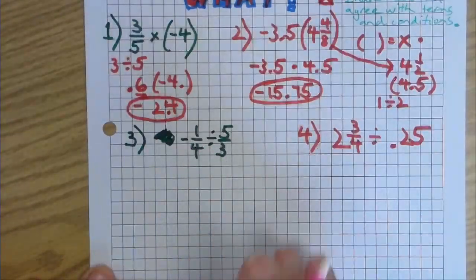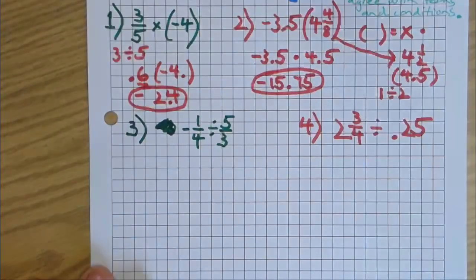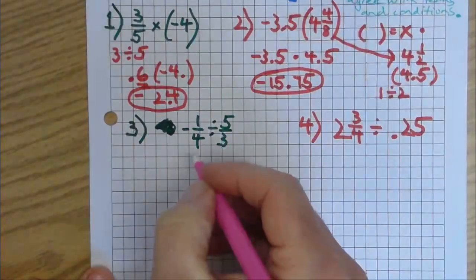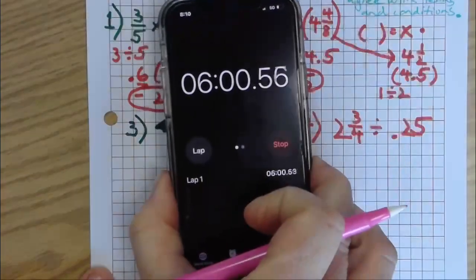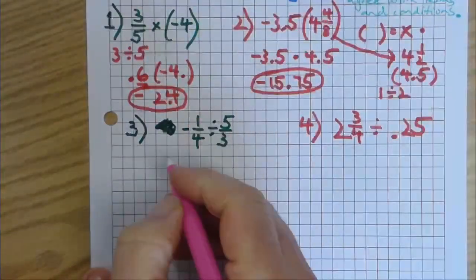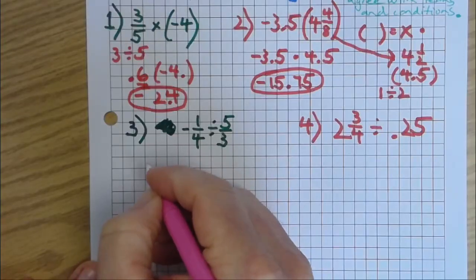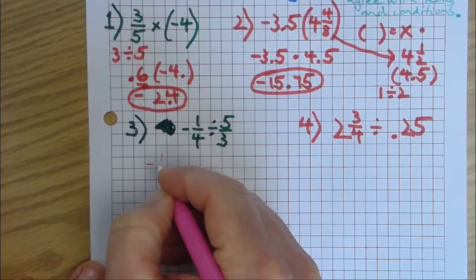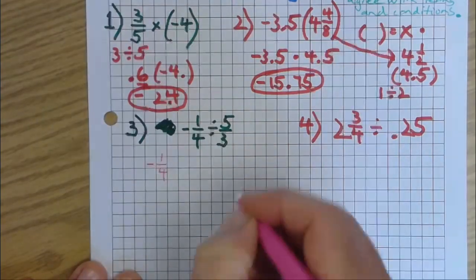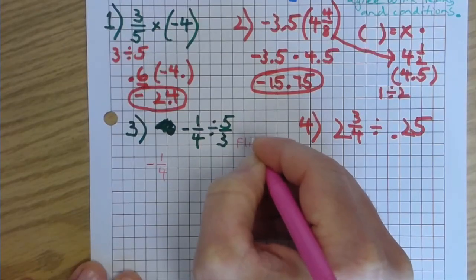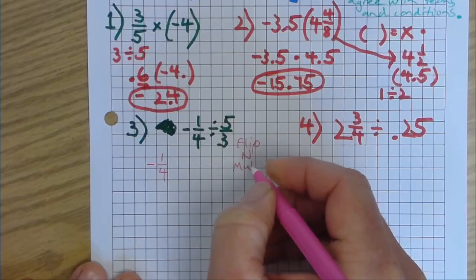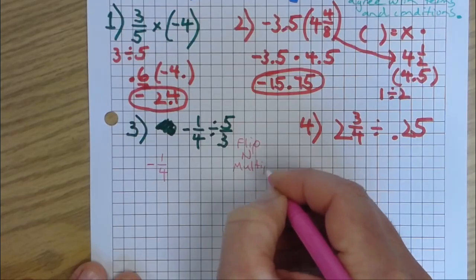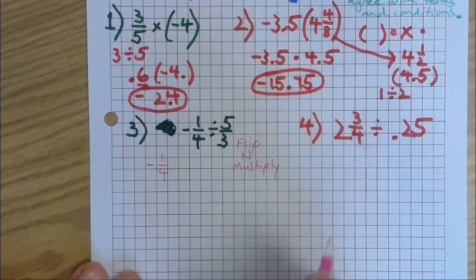So these are both fractions right now. Let's do a little experiment in changing it to a decimal later. Look at us, we're at 3 minutes per problem, doing great. I'll try to go a little faster. So I've got negative 1/4. We're going to use the flip and multiply strategy.